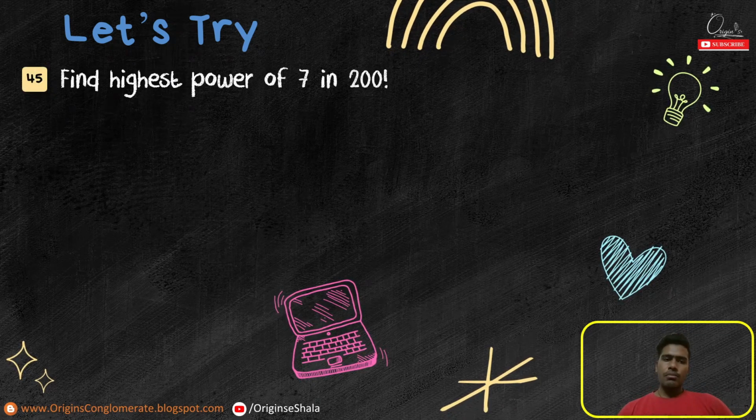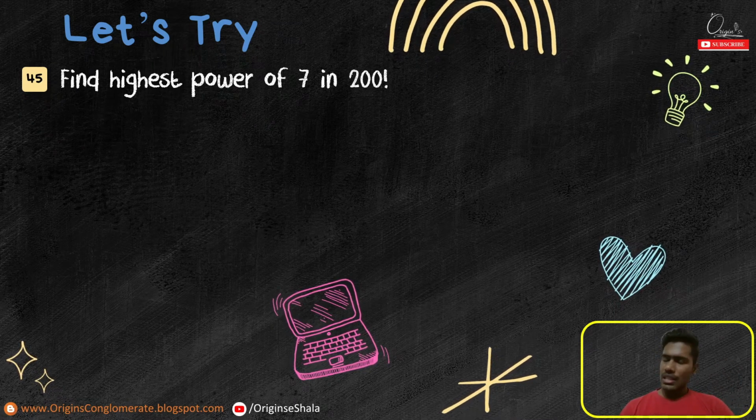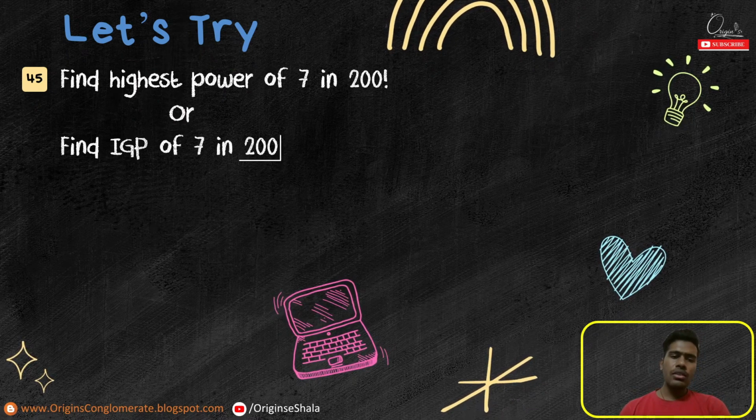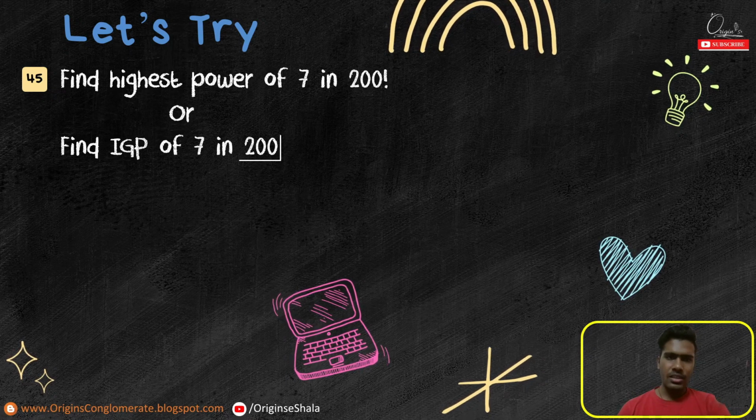So let's try a bigger number this time, right? What is the highest power of 7 in 200 factorial? And if I have to mess with you guys, I can also write IGP of 7 in this 200 square bracket. They mean the same thing basically. Highest power of a number or IGP of a number in a factorial of something, all of them are the same, as I have mentioned before.